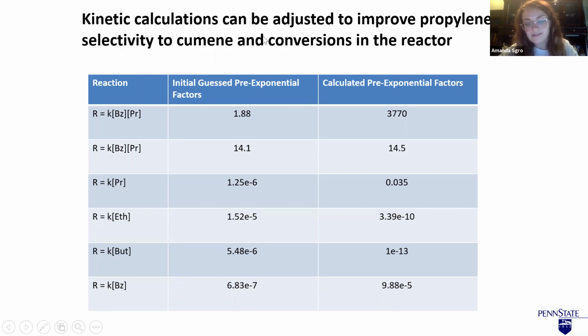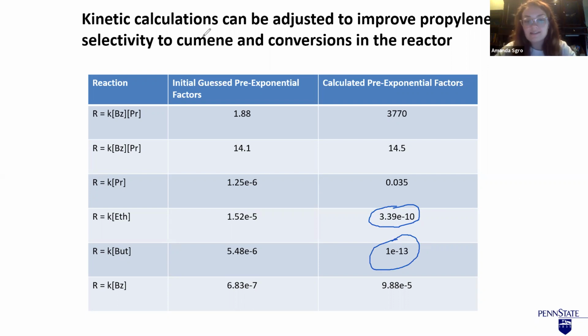As I mentioned previously, our design could be improved in the alkylation reactor with its kinetics. This would ultimately improve our selectivity to cumene and improve the conversions in the reactor. Currently, the reactor is experiencing 100% propylene conversion. This is because the K values in the reactions that form ethylbenzene and butylbenzene are much smaller than they should be in order to meet the desired selectivity specifications.